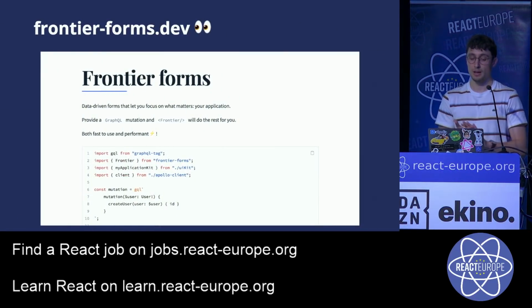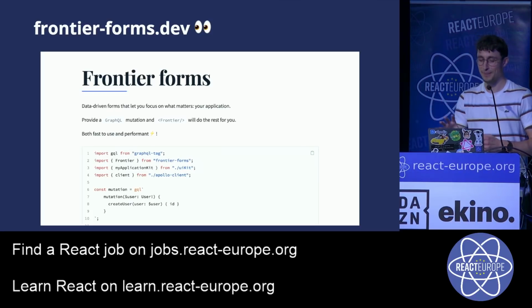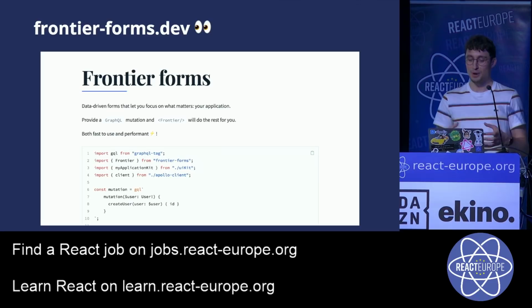If you're curious, go to frontier-forms.dev. This is a documentation website. You will find everything that you need to get started. Especially there are CodeSandbox examples that show how to play and get started, so you don't have to install it. You can use the CodeSandbox, fork it and start to play with it. Also, you have the link to the GitHub, so you can submit feedback, feature requests, and issues, and we'll talk about it.